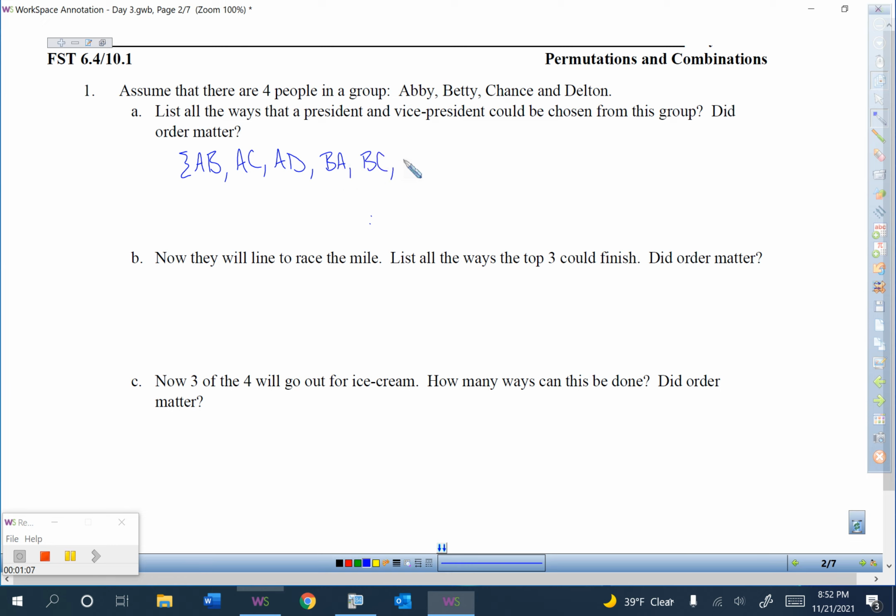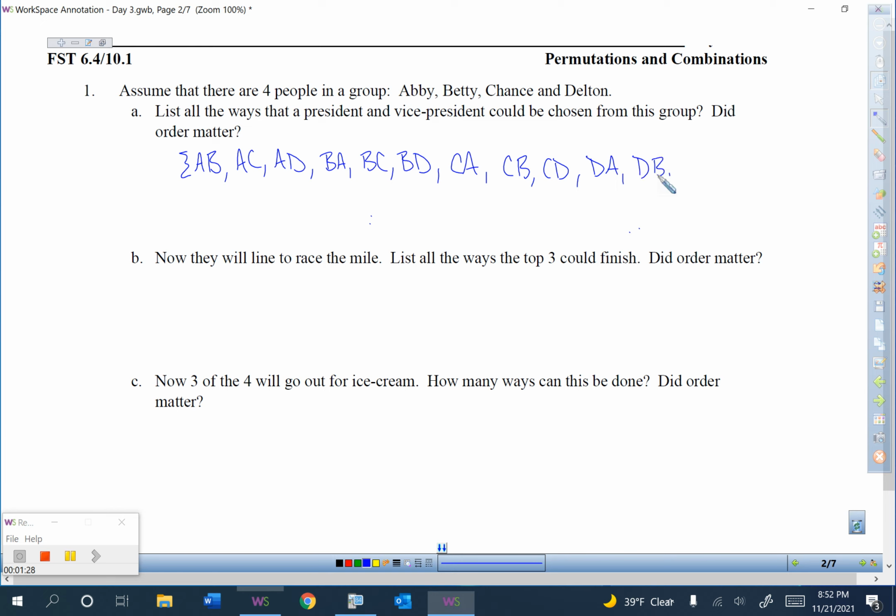And then hopefully you're seeing the pattern. There were 3 for each of those 2, so there should be 3 for each with Chance and Delton to finish off. So Chance with Abby, Chance with Betty, Chance with Delton, and then Delton gets to be with Abby, Betty, and Chance.